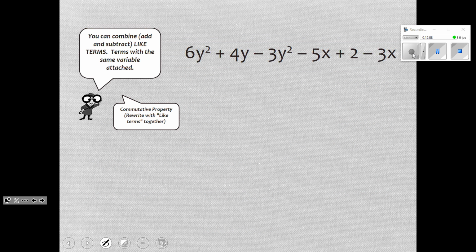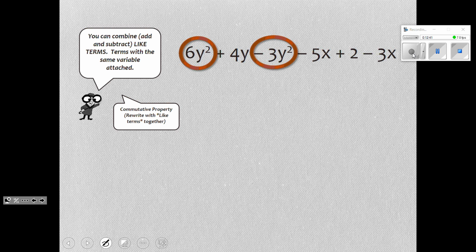Something else we'll be doing today is you're going to be given some polynomials that are not simplified. Before you can classify them, you have to simplify them, which means you have to combine like terms. Like terms are terms that have the same variable with the same exponent attached. So in this example up here, you will see that we have 2 terms that have y squared. We call those like terms. So we would combine them together.